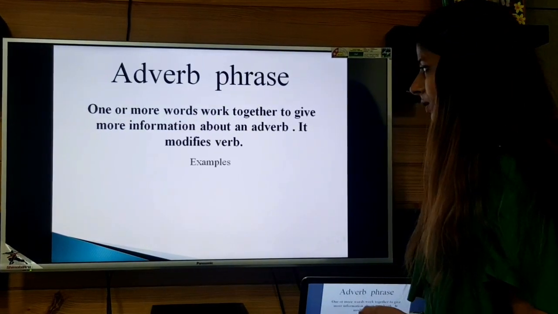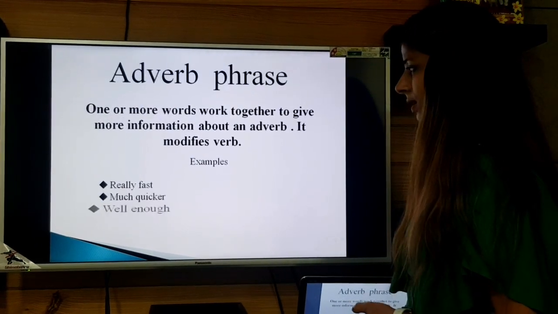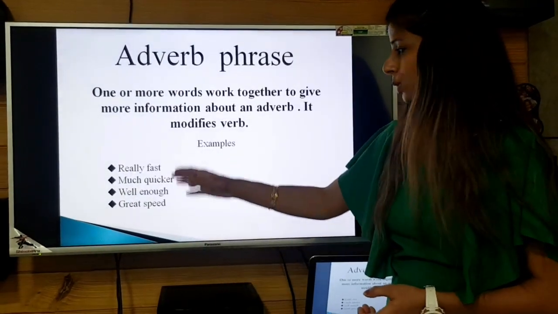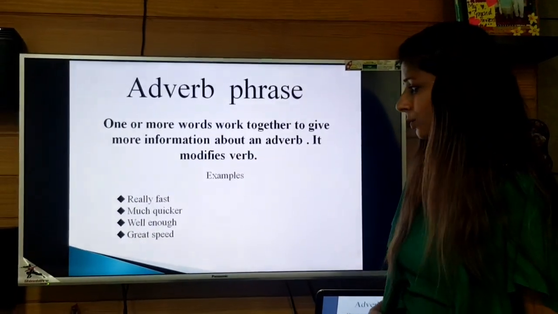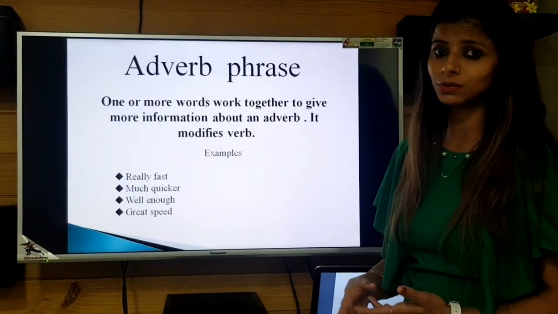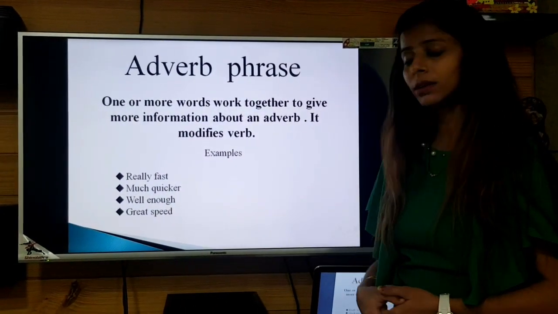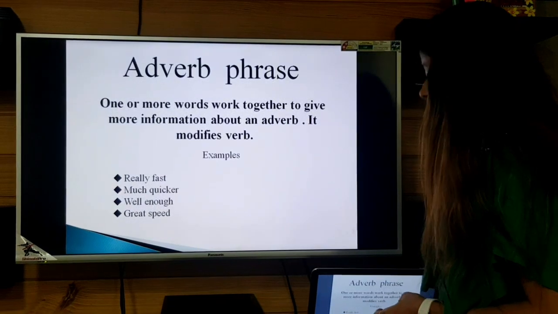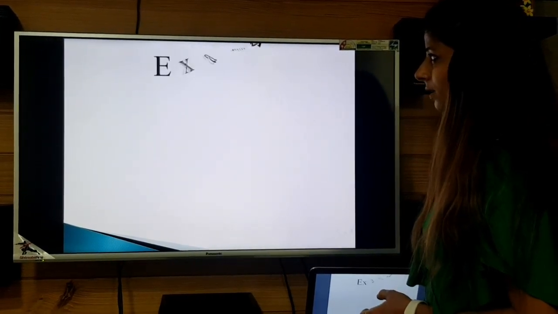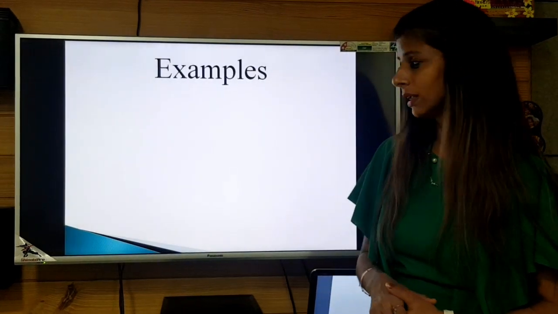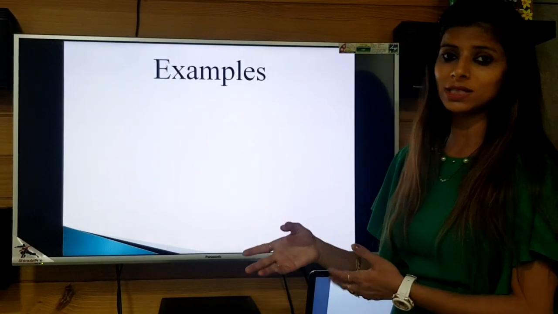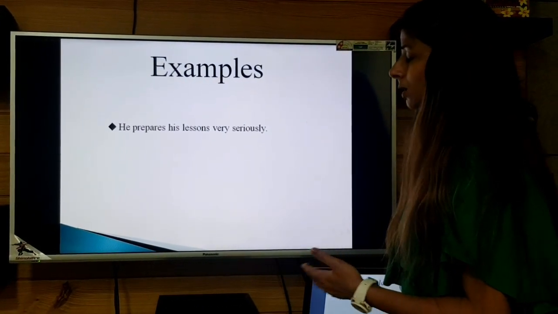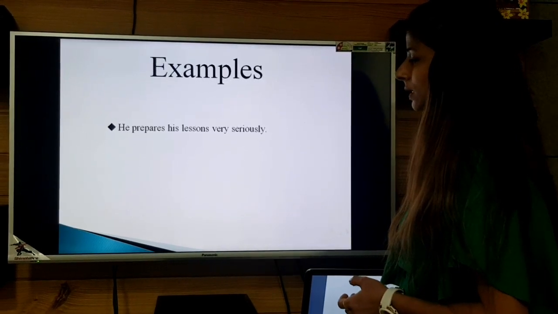So here I have some examples: really fast, much quicker, well enough, great speed. All these four are talking about the action word, the verb, some action word, right? So these words together will be taken as an adverb phrase. We'll take it up with the help of examples, otherwise you will get confused about how really fast can be an adverb phrase. Let's take one or two adverb phrases in a sentence.